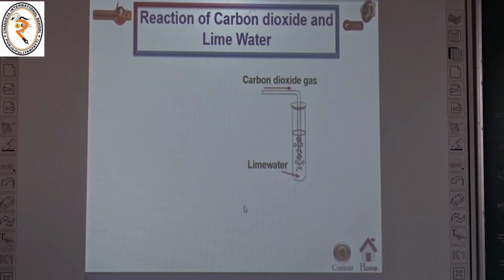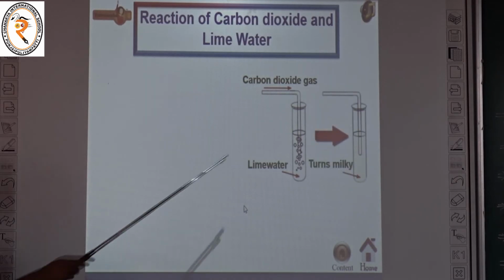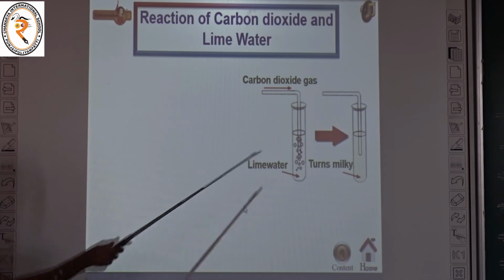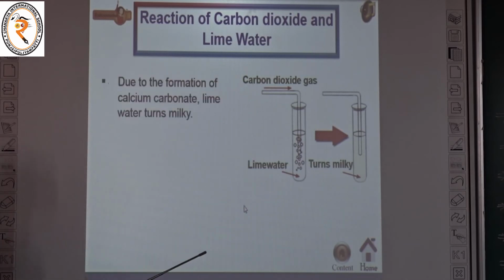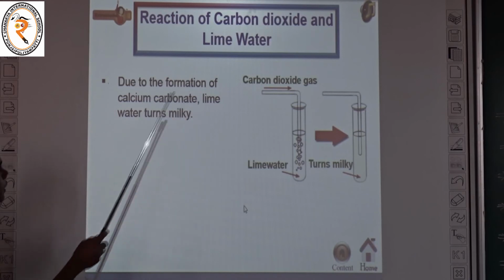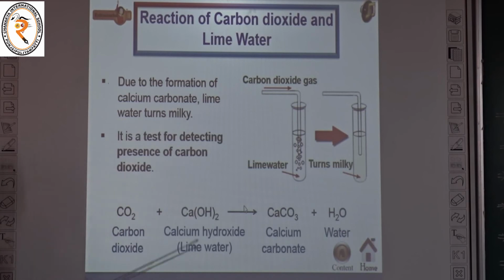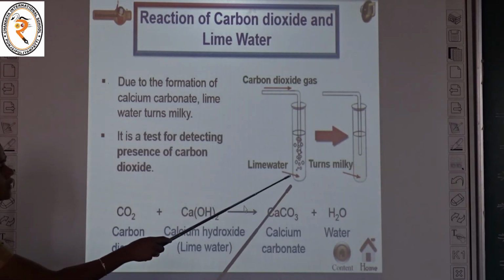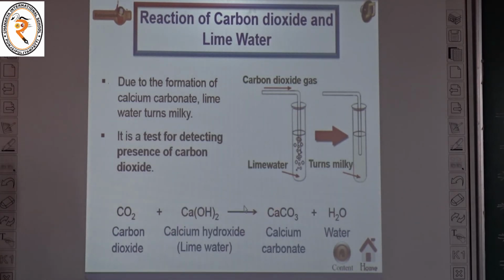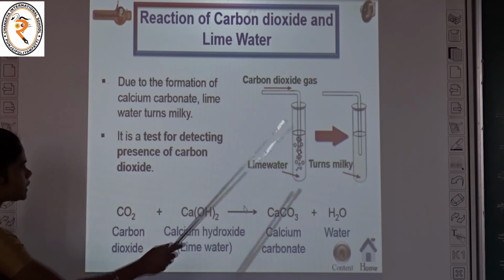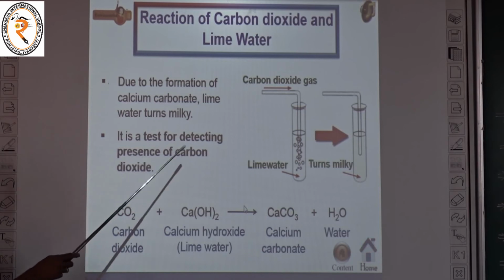Reaction of carbon dioxide and lime water. Look at the picture. Take a test tube. In this, we can take some lime water. Due to the formation of calcium carbonate, lime water turns milky. See, this is lime water. Which gas will produce in this? Carbon dioxide gas. This turns the lime water milky. It is a test for detecting the presence of carbon dioxide.